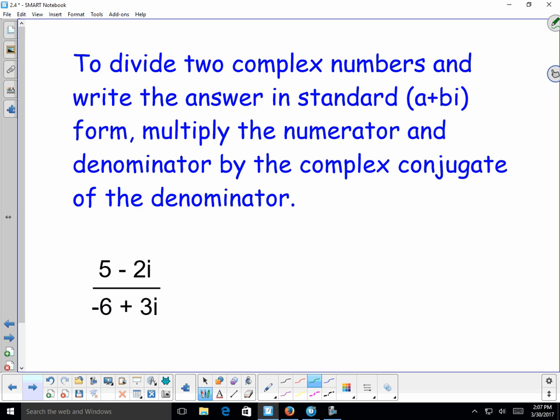All right, let's skip on to this. To divide two complex numbers, now we're talking about dividing. To divide two complex numbers, and you want to write the answer in standard a plus bi form, you're going to need to multiply the numerator and the denominator by the complex conjugate of the denominator. So what is the complex conjugate of our denominator here? Trent.